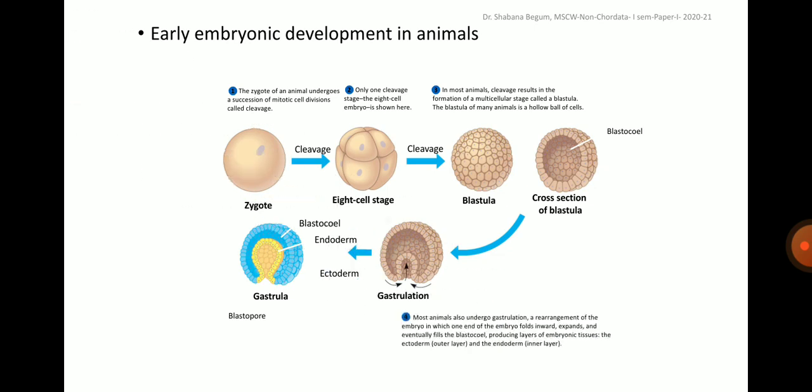Most animals also undergo gastrulation. Here, there is a rearrangement of the embryo in which one end of the embryo folds inward, that is called the invagination. Then it expands and eventually fills the blastocele, and that gets obliterated, producing layers of embryonic tissue, the ectoderm, which is the outer layer, and the endoderm, the inner layer. Then the blind pouch formed by gastrulation is called the archenteron, which opens to the outside via the blastopore. The endoderm of the archenteron develops into the tissues which line the animal's digestive tract.